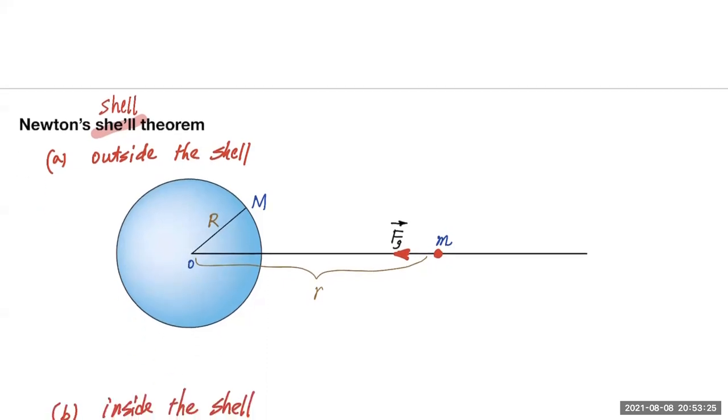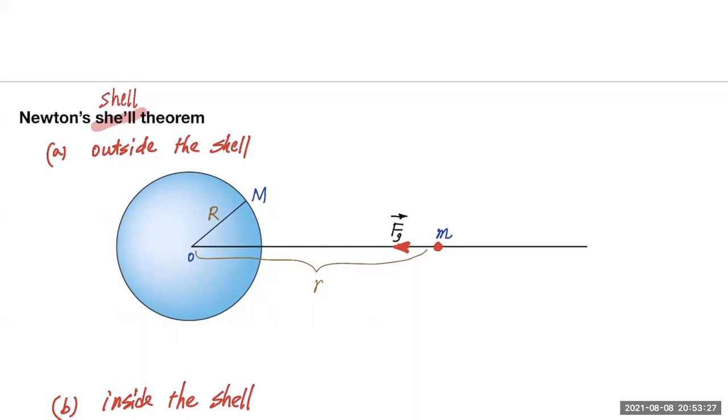What happens if you consider the force between this shell and a point mass located outside the shell here? Outside the shell. So looking at the point mass here. Turns out, according to Newton's shell theorem, the force of gravity between this shell and this point mass is the same as if the shell became a point mass located at the center. So you can effectively just take the entire shell and crush it onto one point at its center.